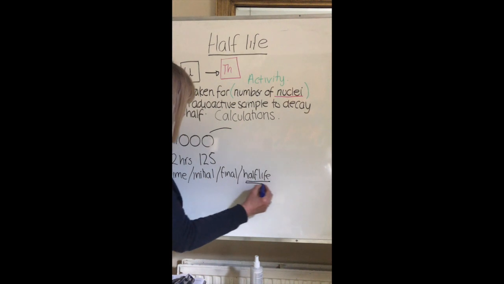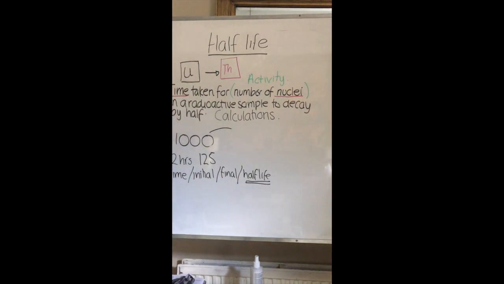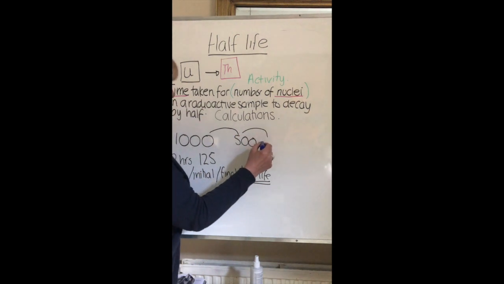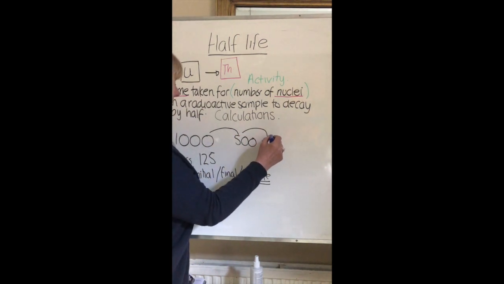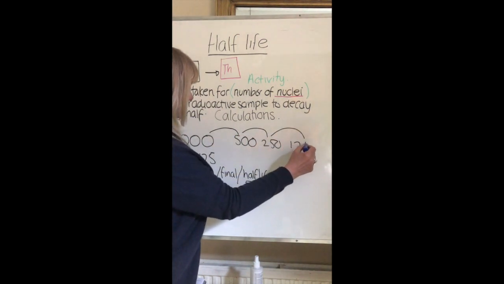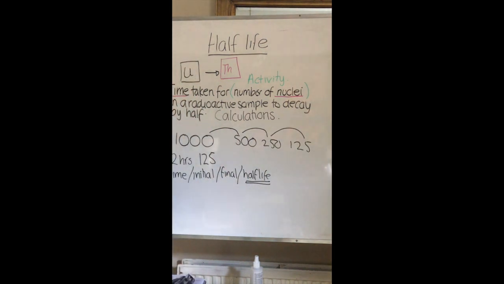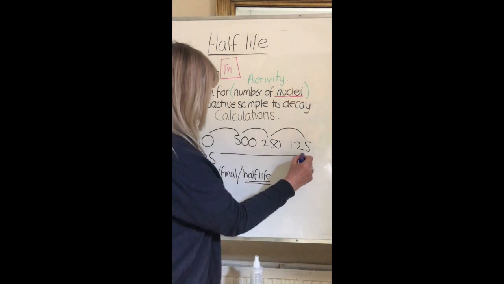So let's do it with our looping method. We start off with 1,000. We know that after 1 half-life we're going to have 500. After 2 half-lives we're going to have 250. And after 3 half-lives we're going to have 125. We know that that whole period took 12 hours.